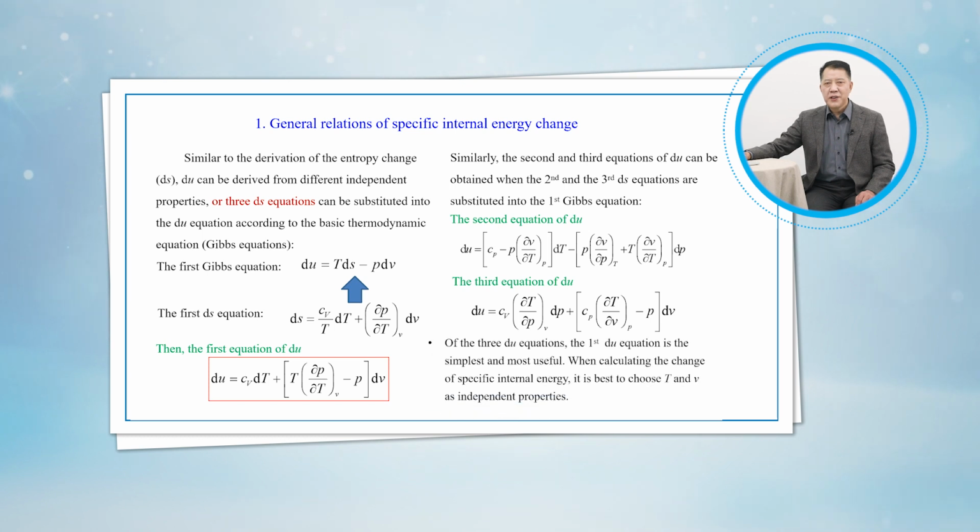Of the three du equations, the first du equation is the simplest and most useful. When calculating the change of specific internal energy, it's best to choose T and V as independent properties.